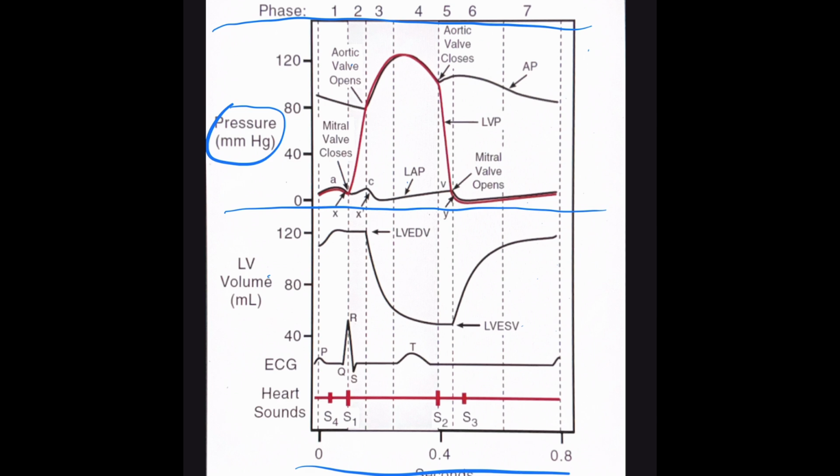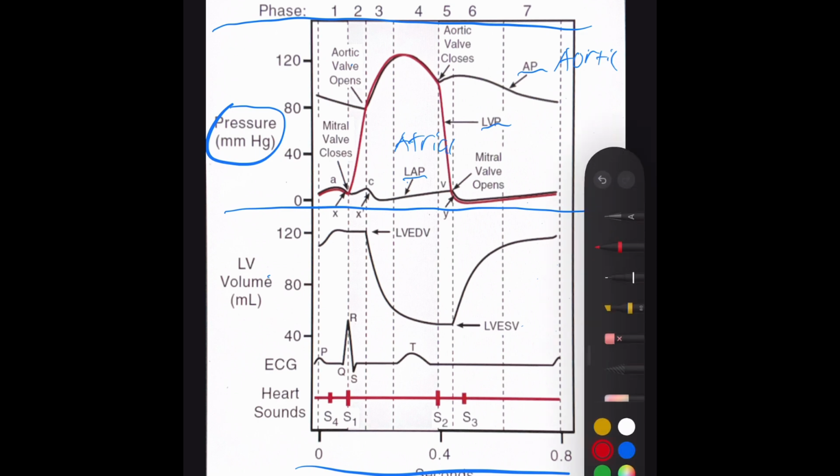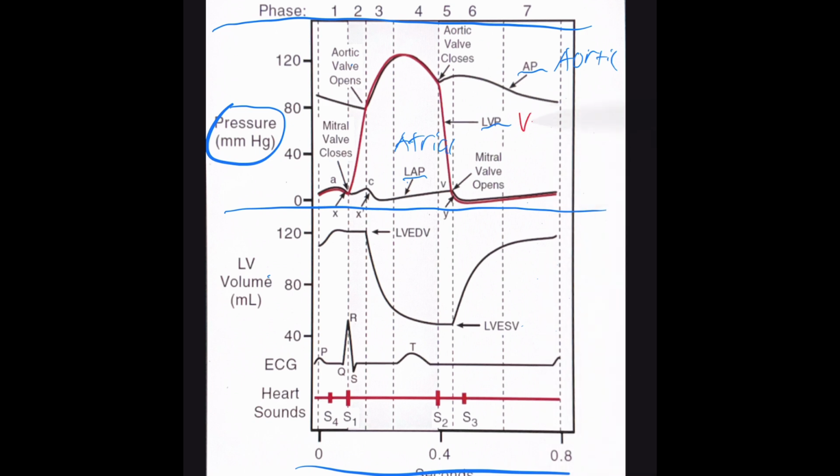The pressure is basically, each of these lines is responsible for showing us the pressure within different parts of the heart. So this black line down here at the bottom is going to be atrial pressure. This black line at the top is going to be aortic pressure. And then this red line here, which I will write in red so that it makes more sense, is going to be ventricular.